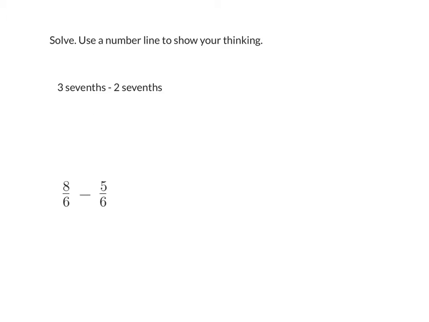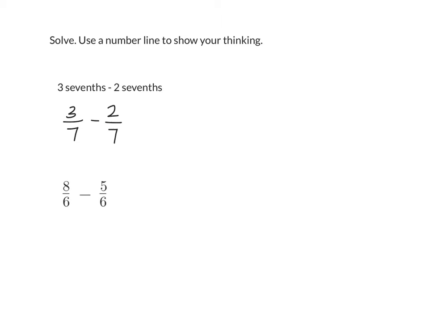Okay, now, here we go. The directions tell us to solve by using a number line. Okay, so go ahead and copy down the first question. 3/7 minus 2/7. You can see I wrote it out using word form here. But if I wanted to use fraction form, it would look just like this. 3/7 minus 2/7.